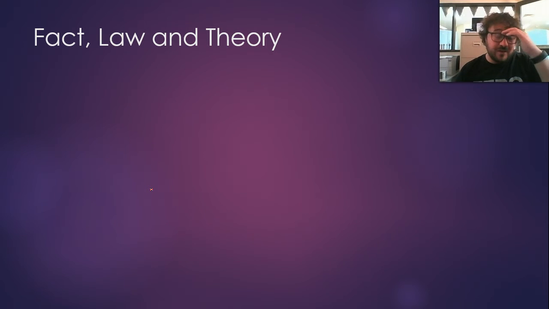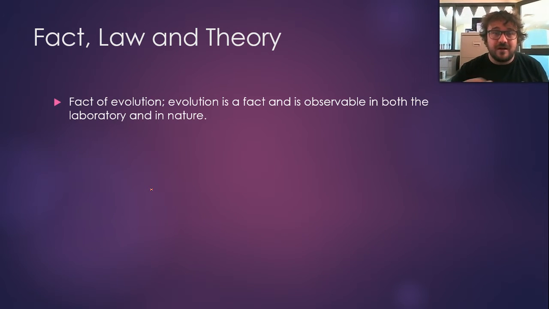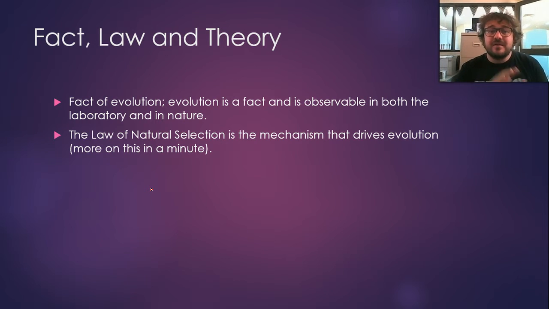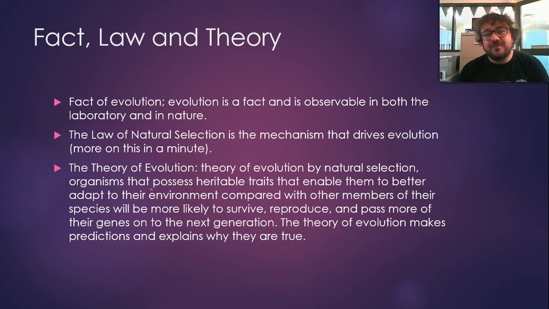All right, so we're going to look at something called fact, law, and theory. Evolution is a fact. It's observable in both the laboratory and in nature. We can model it, we can make it happen, we can see it happen in the real world and in real time. So the fact of evolution is that it happens. The law of natural selection, that's what we were just talking about, is the mechanism that drives evolution. That's the law that underpins it. The theory of evolution is much more detailed. It's actually the theory of evolution by natural and sexual selection.